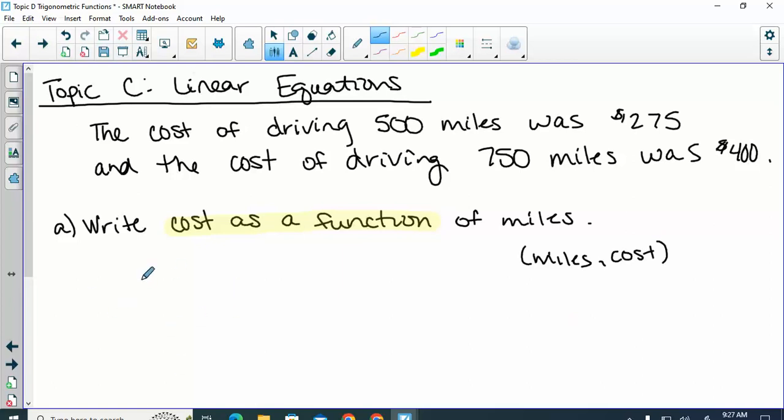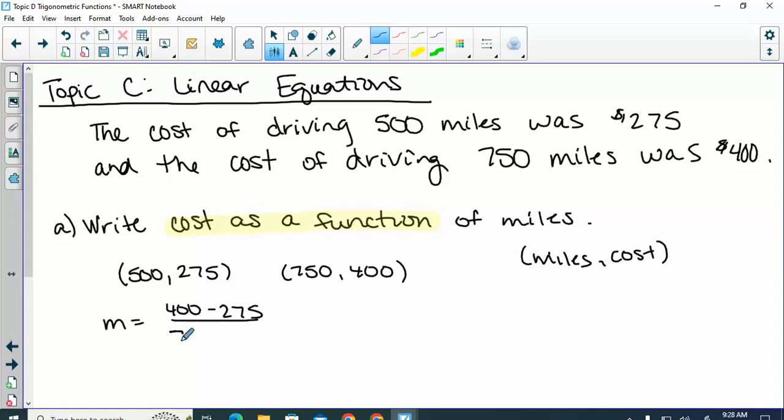So to write the equation of a line, we need 2 points. So the cost of driving 500 miles was $275. The miles has to be my x. The cost is my y. Cost of driving 750 miles was 400. So make sure you are putting those ordered pairs in the correct order. Then we need the slope. y2 minus y1 over x2 minus x1.